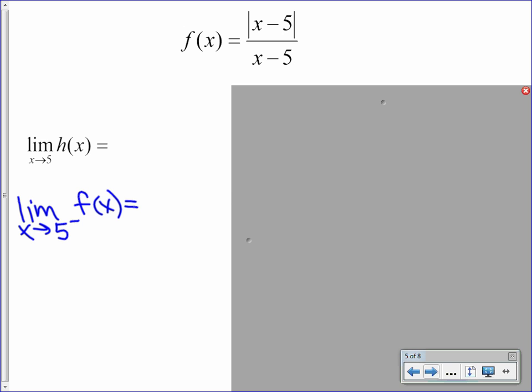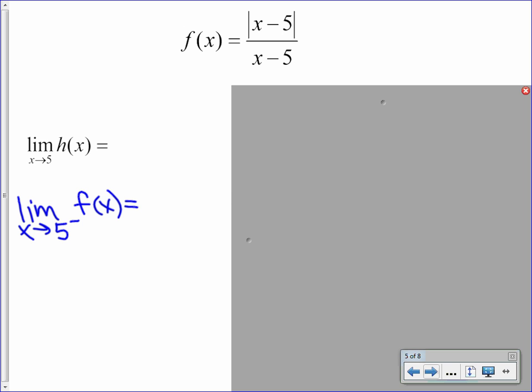-5, 0, does not exist. What does this graph look like? Show me with your hand. Is it going like this, or going like this? Which way?